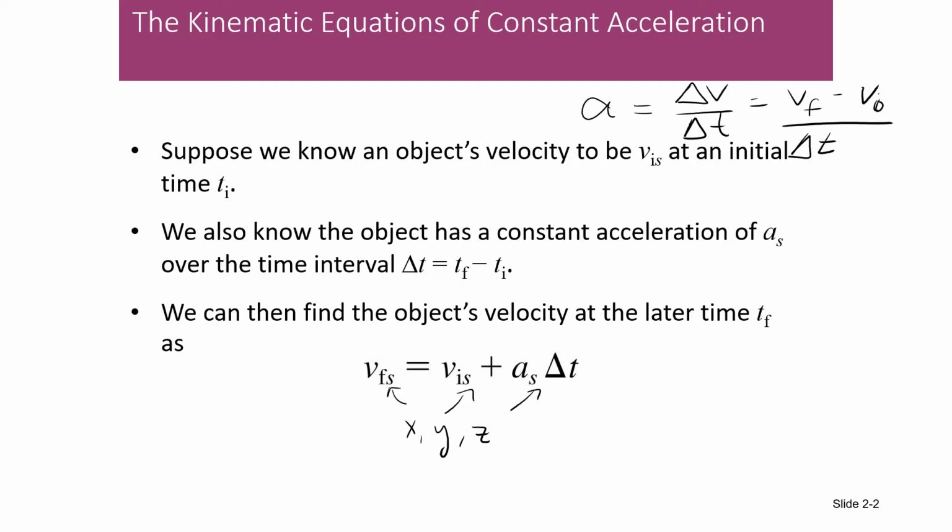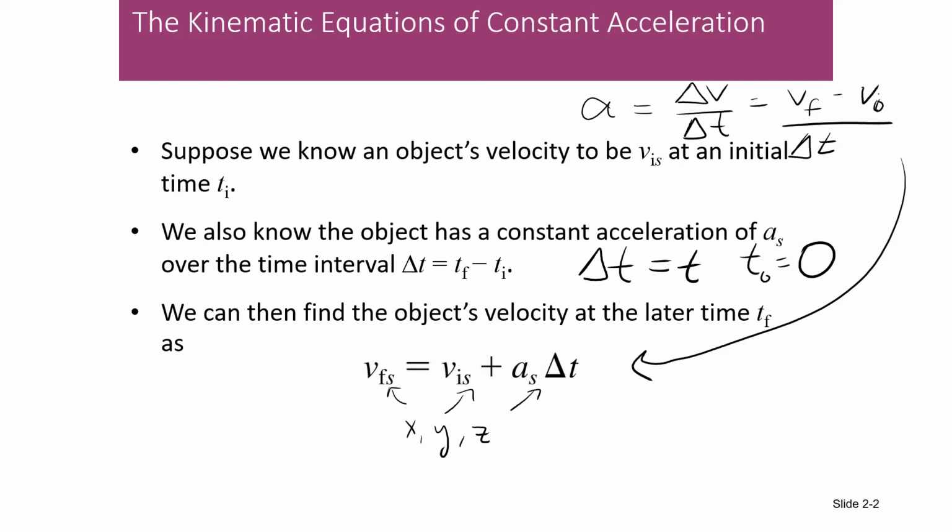So if we rearrange this equation, it shouldn't be too surprising. We get this formula. Now we tend to shorten our delta t to t because usually our initial time we set to be equal to 0. Once again, you can use I or 0 to represent initial. And so that is a common symbol for either initial or final.